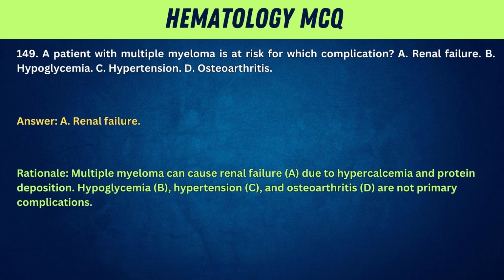149. A patient with multiple myeloma is at risk for which complication? A. Renal failure. B. Hypoglycemia. C. Hypertension. D. Osteoarthritis. Answer: A. Renal failure. Rationale: Multiple myeloma can cause renal failure, A, due to hypercalcemia and protein deposition. Hypoglycemia, B, hypertension, C, and osteoarthritis, D, are not primary complications.